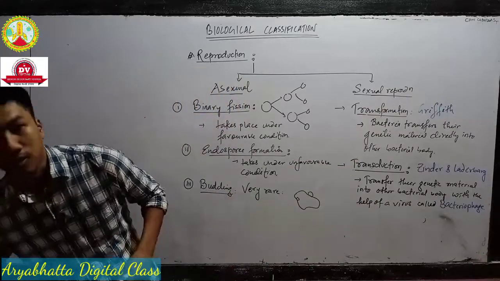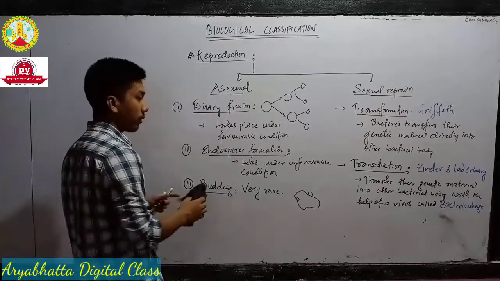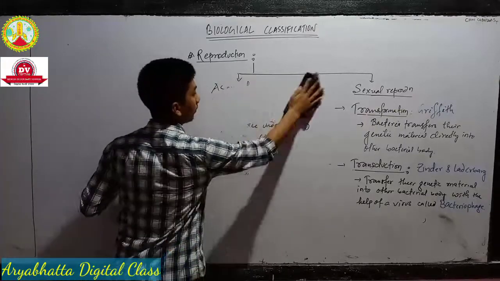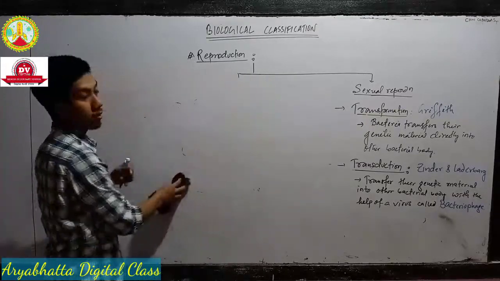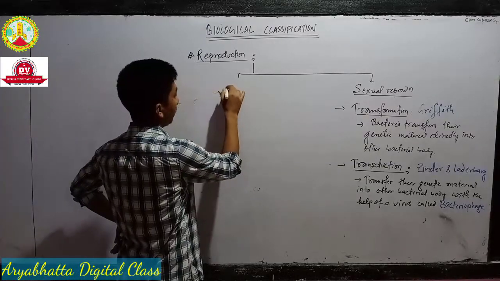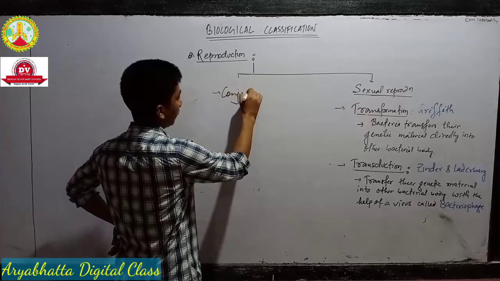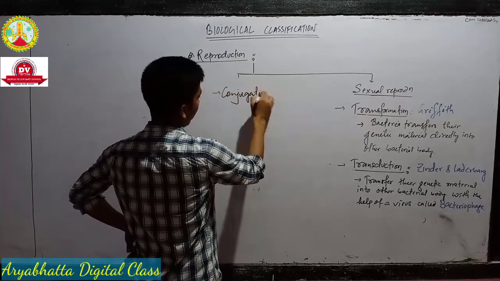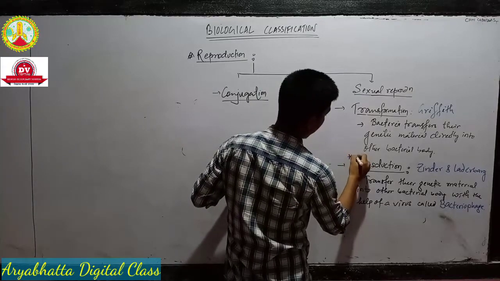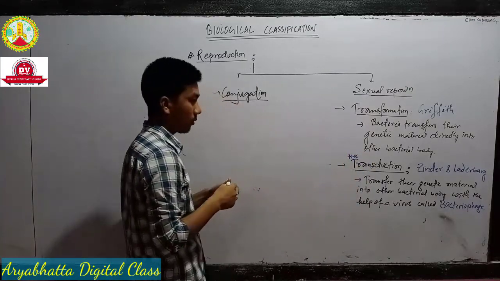Okay। So that is transduction. There is one more. So there is one more in case of sexual reproduction. Number 3, conjugation. Okay, this one is important. Mostly the question comes from this part.